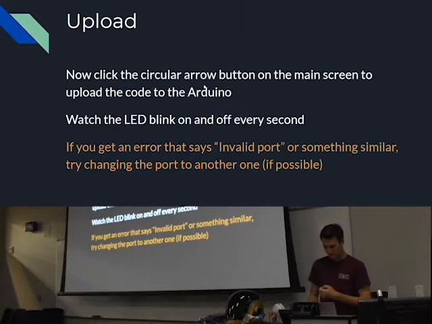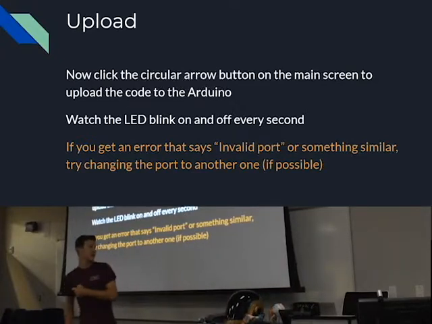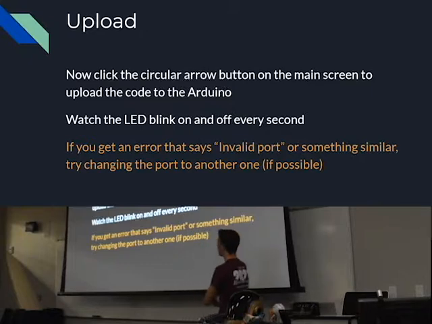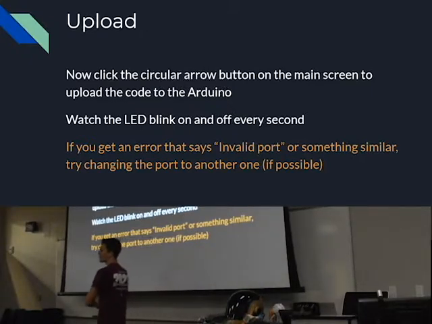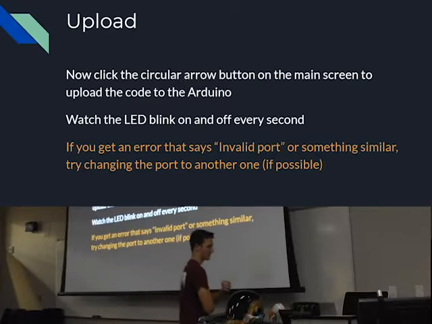All right, so if everyone has those two things set up, then click on the small little arrow icon in the top left corner. And it should upload. So you'll see a little bit of code run down at the bottom. And then take a look at the built-in LED on the Arduino. It should be blinking on and off every second. Let's just wait till everyone's done that.